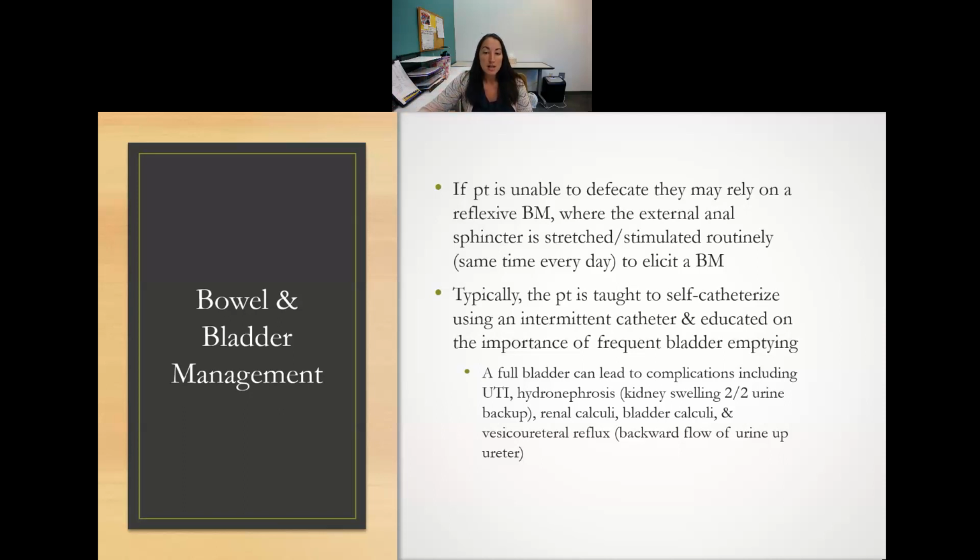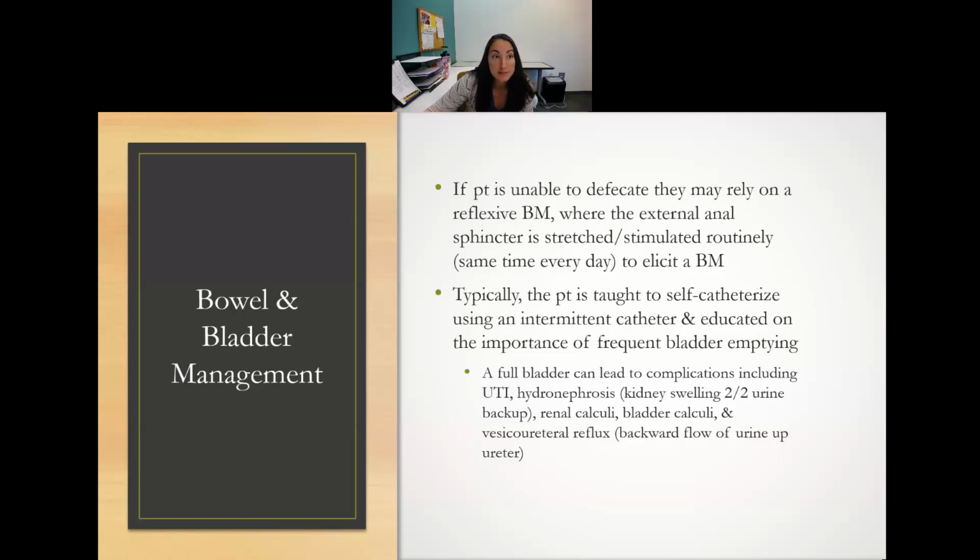If they're able after a spinal cord injury, they're typically taught to self-catheterize. If they're not, maybe a caregiver may be educated on that. Could use an intermittent catheter. It goes in to empty and then it comes right back out. Could use an indwelling catheter that stays in, but if so, you're more likely to get urinary tract infection. So educating on that and on the importance of emptying the bladder frequently.